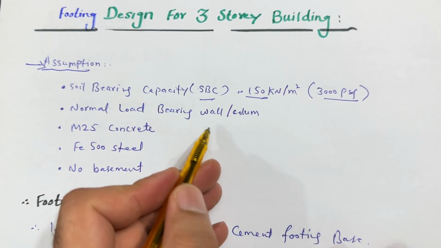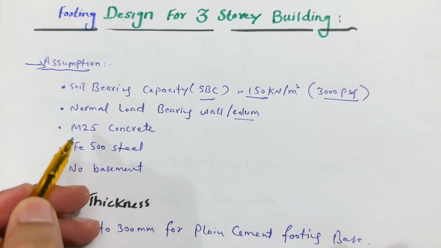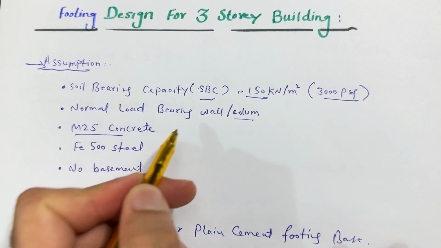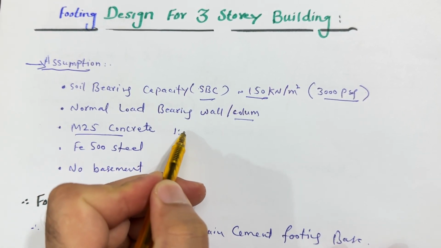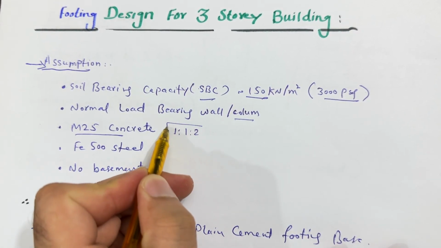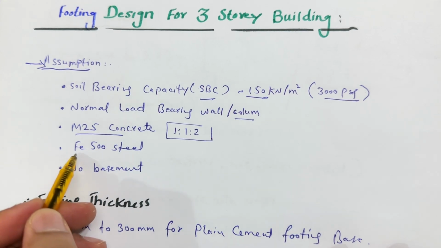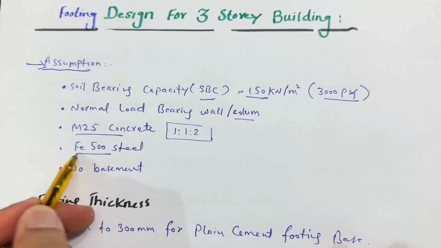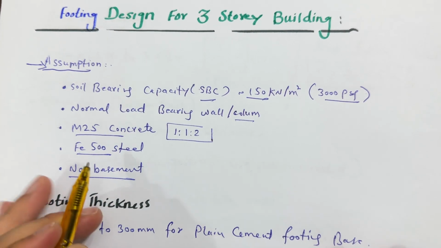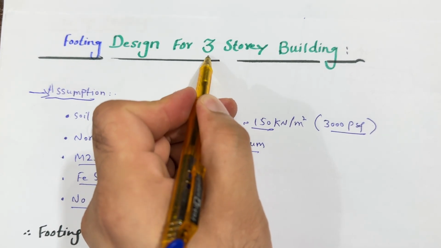Normal load bearing wall or column is there. Use M20 grade concrete, which ratio is 1:1:2. This is M20 grade concrete. And the steel is Fe 500, and no basement, especially for this 3-story.